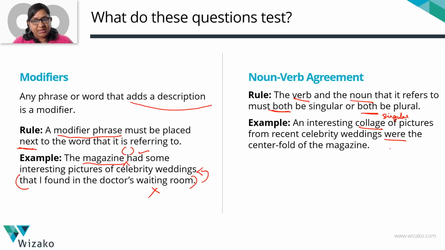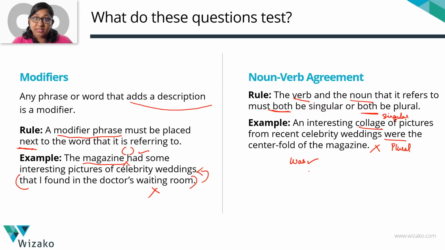Where is the verb? Is were singular or plural? That's a plural verb. And this sentence is therefore incorrect because the noun and the verb are not agreeing in terms of number. For the sentence to be correct, we should have used the singular verb was. Was the centerfold of the magazine would be a correct construction.